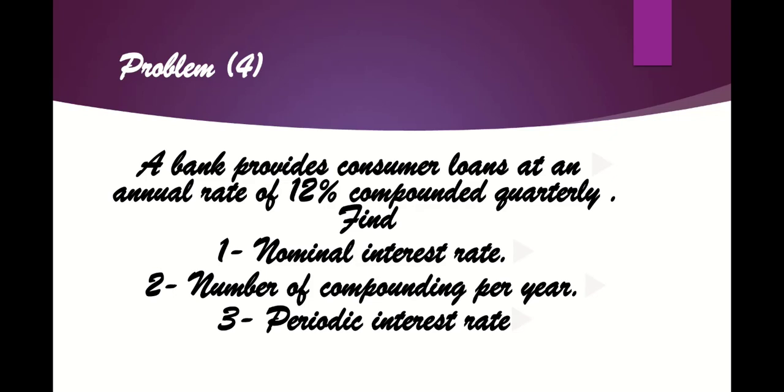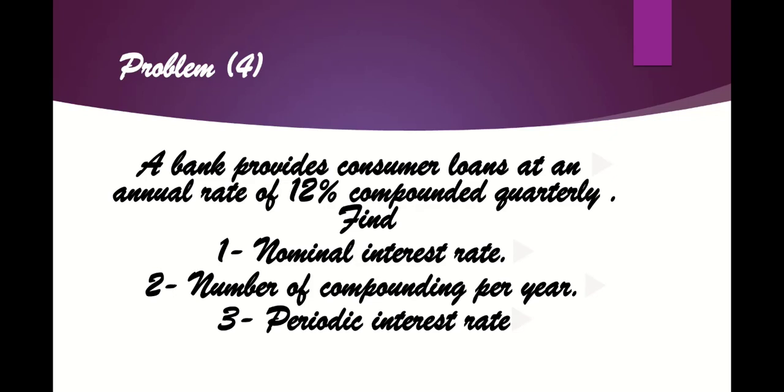Number of compounding per year. In our example, we're dealing with quarterly periods. So there are 4 periods in every year, where every period equal 3 months. At the end, periodic interest rate, it's equal the division of nominal interest rate over number of compounding per year.